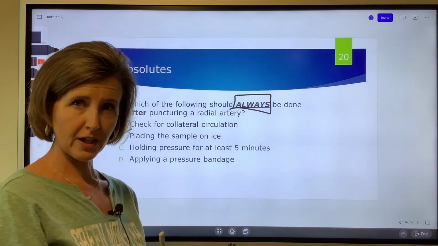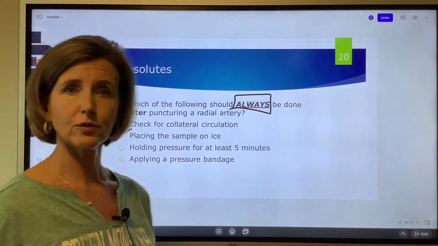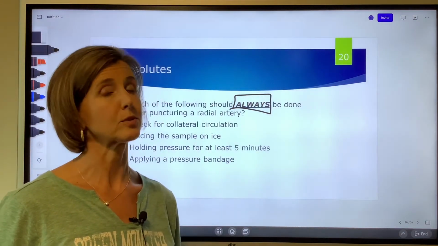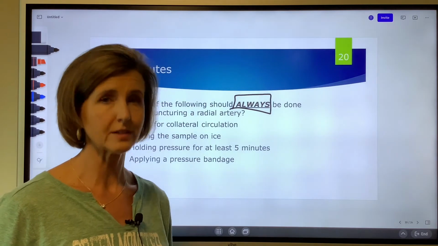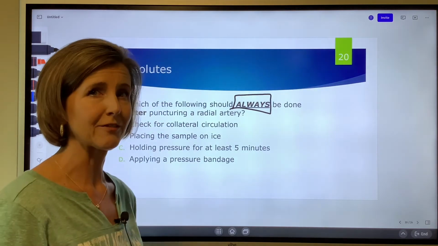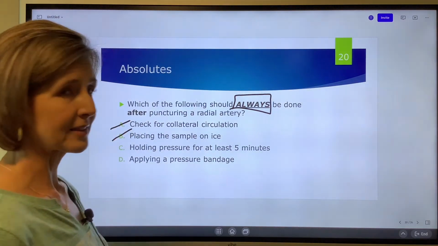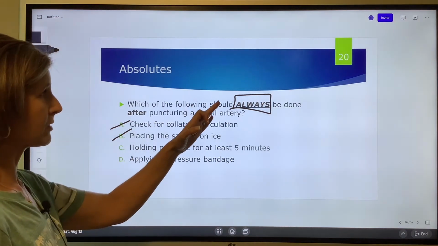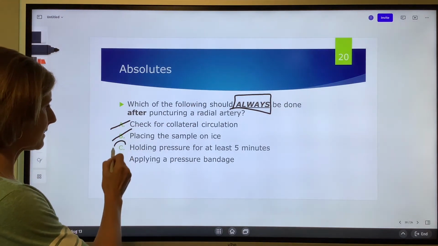But after you've stuck, are you holding pressure for at least 5 minutes? Absolutely you are. In every single instance you are. At least 5 minutes, and even longer if they continue to bleed. So this is the absolute thing that always needs to be done.